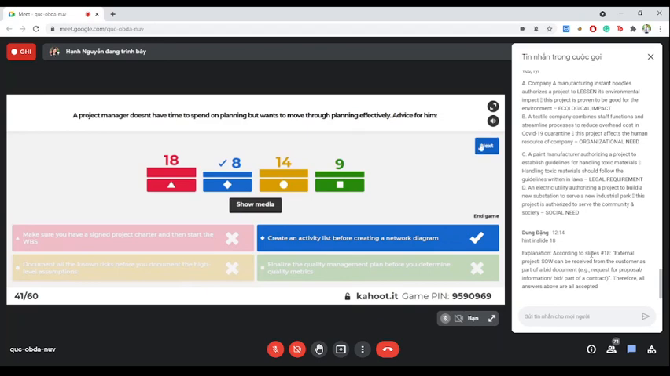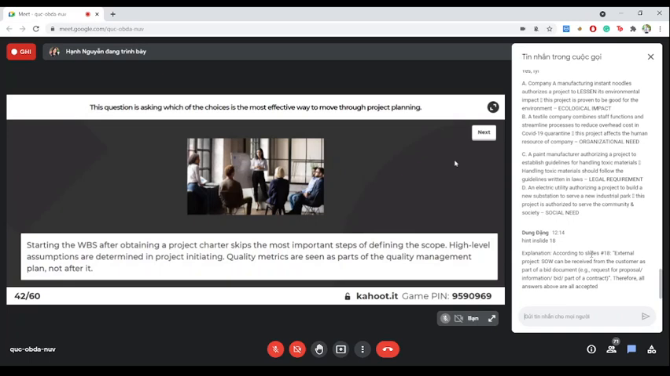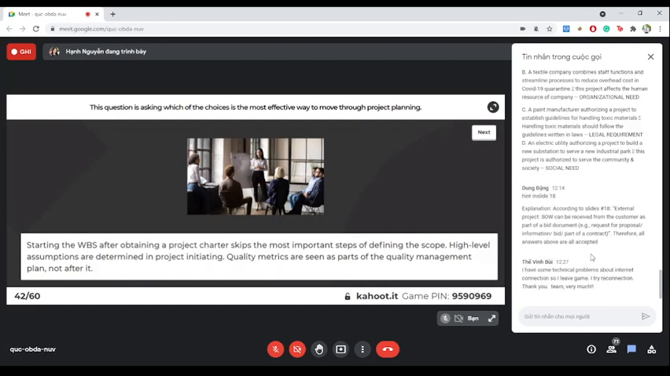Okay, so I can see that this is quite a difficult question. So here is the answer for this. This question is asking which of the choices is the most effective way to move through project planning. So starting with the work breakdown structure immediately after obtaining a project charter skips the most important steps of defining the scope and other activities. High-level assumptions are determined in project initiating.